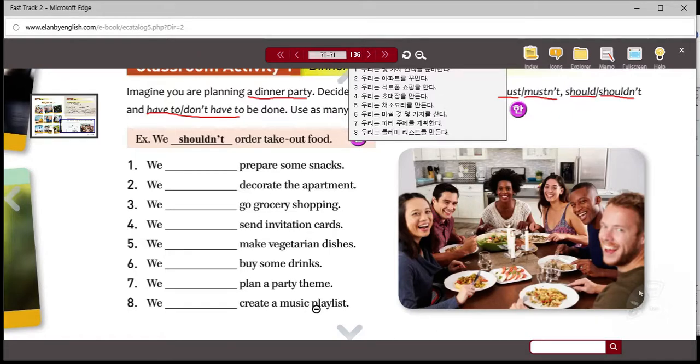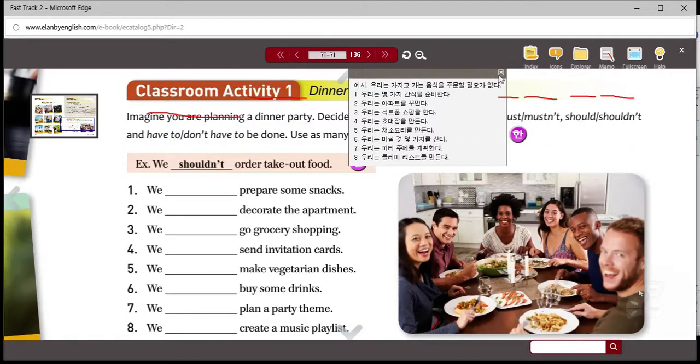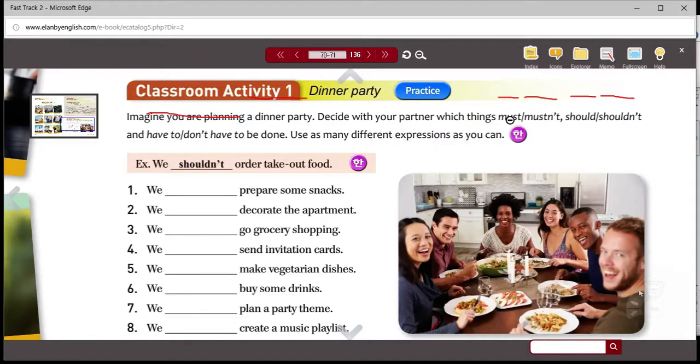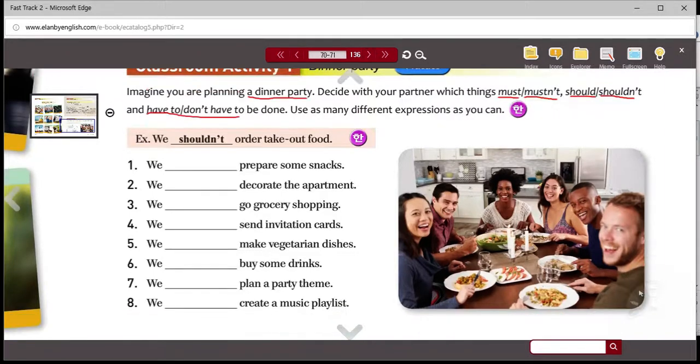Okay, so just take some time with your partner, and you can discuss this or think about it. Ultimately, you're going to write down the words here from these choices listed at the top of your book. Okay, and then we'll do a quick review. Okay, so for this, there's no real right or wrong answer. I'll just give you my answers. We should prepare some snacks. Okay? If not, maybe have the food ready to go.